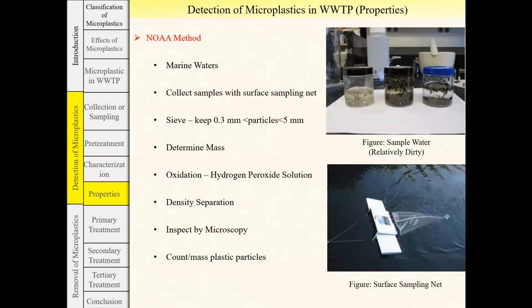The next method I mentioned is the NOAA method. In the NOAA method, we collect the sample through a surface sampling net. Here you can see the surface sampling net in the second picture. Then we separate through particle sieves.